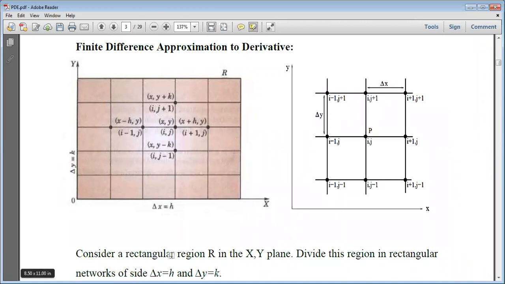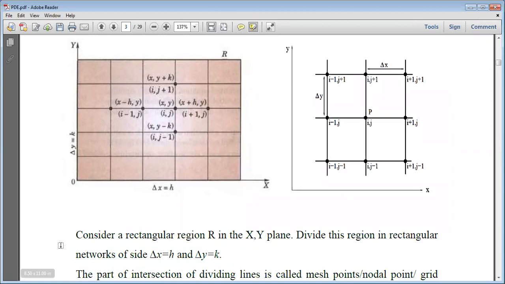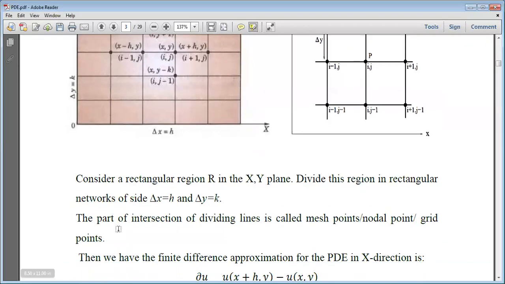Let us consider a rectangular region R in the xy plane as shown in this figure. It is divided into a rectangular network of side Δx = h in the x direction and Δy = k in the y direction. So the region is divided into a mesh or grid. The points of intersection of the dividing lines are called mesh points, nodal points, or grid points.